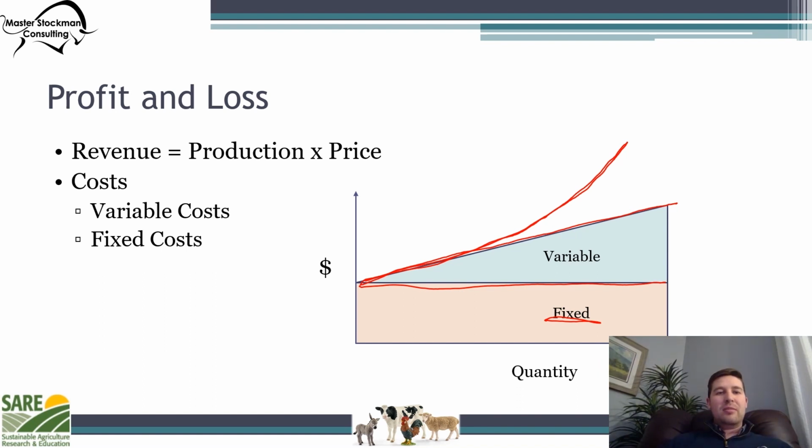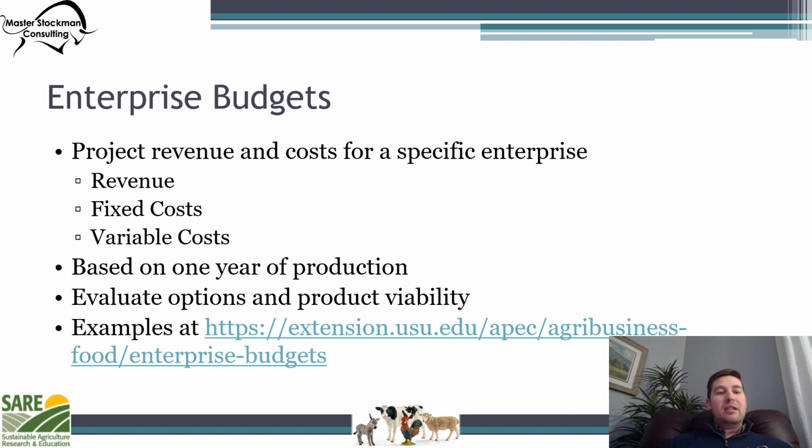So how do we determine what those costs are? How do we look and see whether or not this is going to make sense? Well, we can use enterprise budgets to do that. An enterprise budget is basically a budget for the specific product that you're going to produce. And it takes into account all these things that we just talked about: our total revenue, our fixed costs, and our variable costs. And it's based on 1 year of production, and then it allows you to evaluate your options and whether or not the product you're producing is viable.